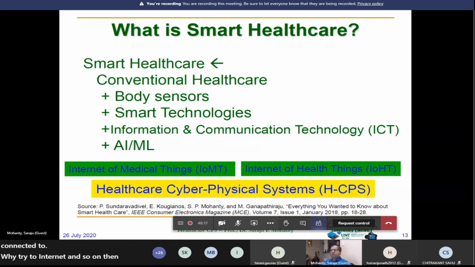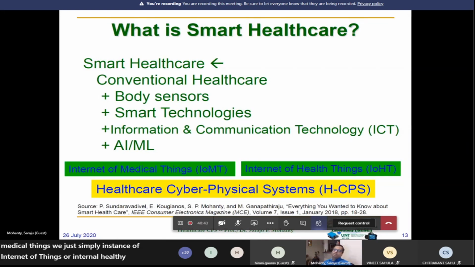Then machine learning is a big part of it. Okay, we have all this data coming from the sensors. So smart healthcare won't be effective unless we retrieve some information out of the sensor data that we get. These things are together well defined using what is called Internet of Medical Things, which is a specific instance of Internet of Things, or Internet of Health Things.